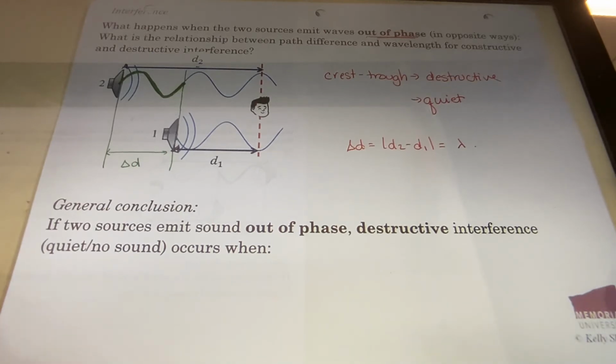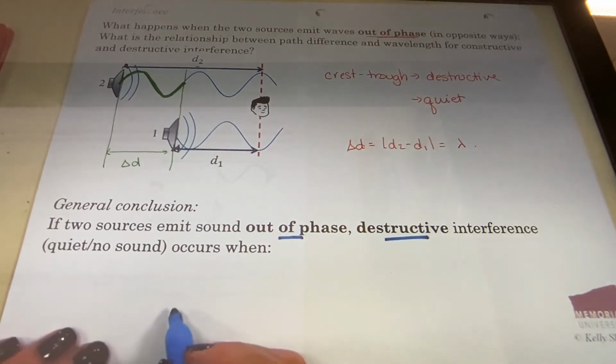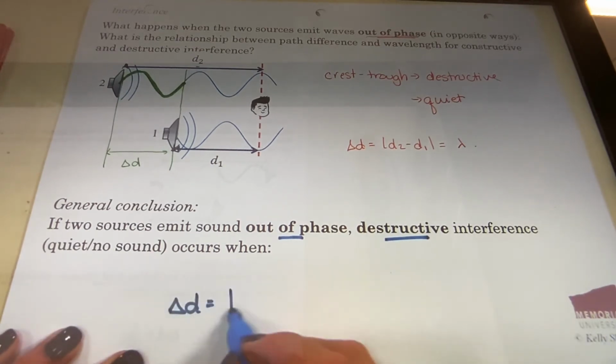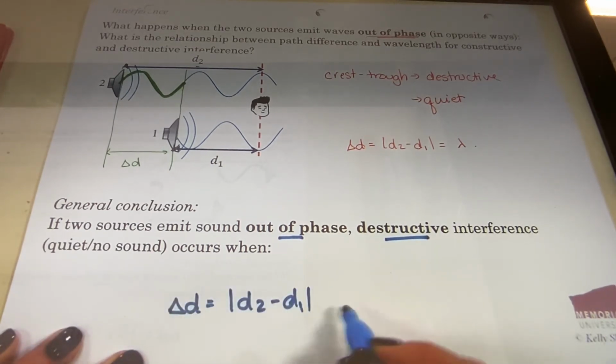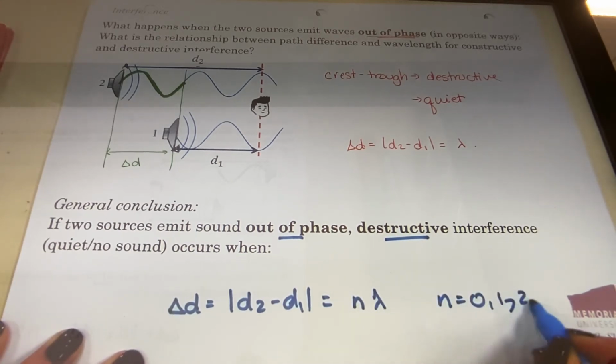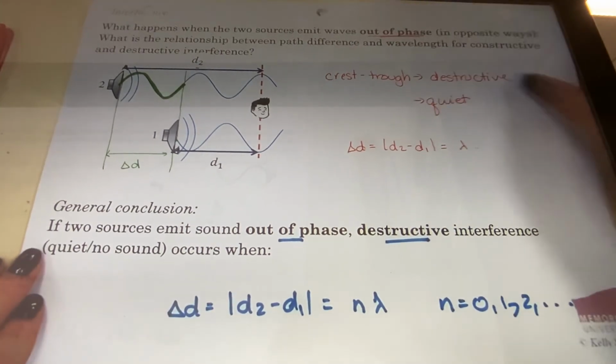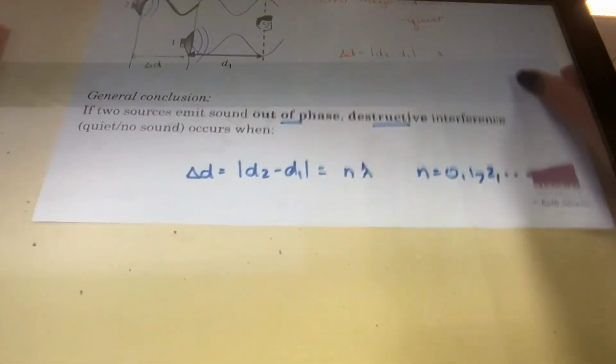So our general conclusion is that if our two sources are out of phase, we'll get destructive interference whenever the path difference delta D, which is D2 minus D1, equals n times lambda, where n is our integers, including 0. Okay, so we went through the setup for each of them. Now let's just put it up on a slide all by itself.